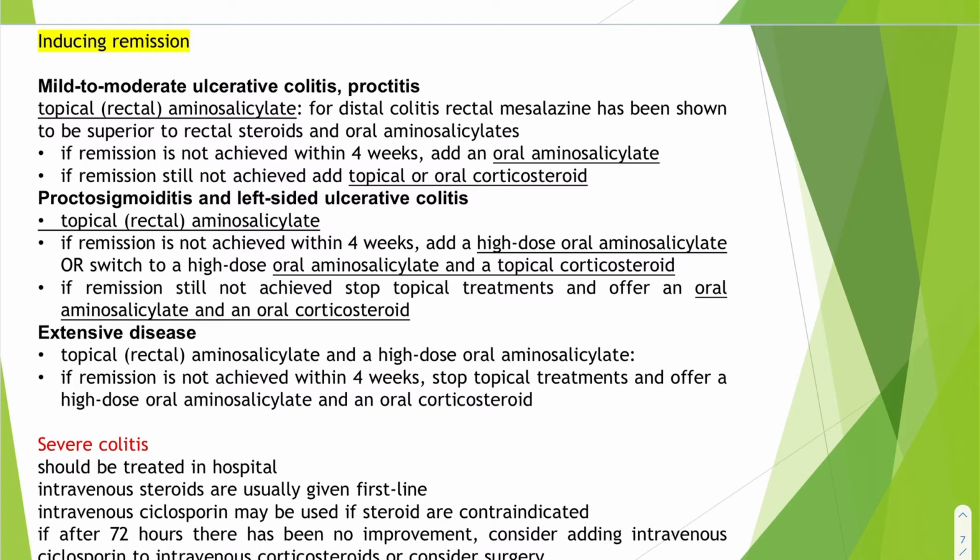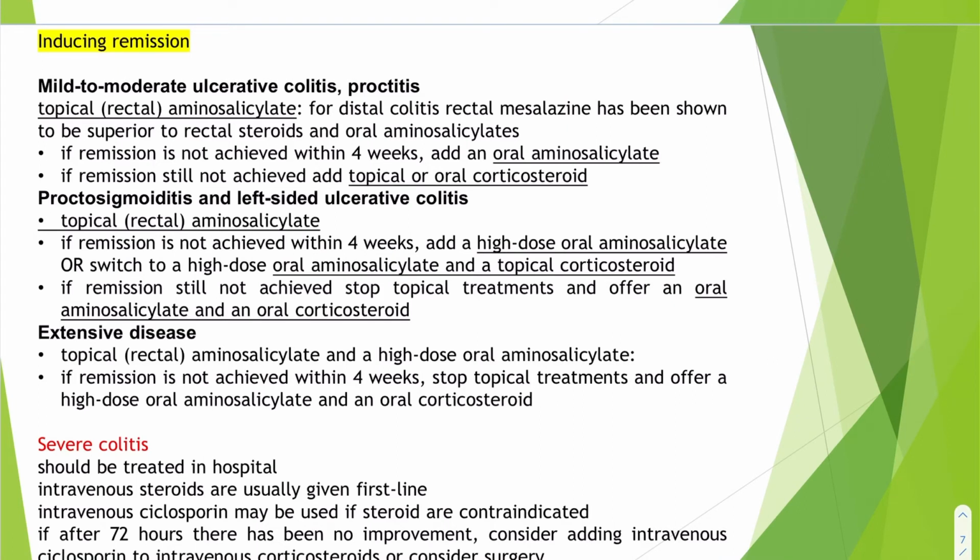If the patient has proctosigmoiditis and left-sided ulcerative colitis, again the treatment is topical rectal aminosalicylates. However, if remission is not achieved within 4 weeks, we add high-dose oral aminosalicylates, or we can switch to high-dose oral aminosalicylates and topical corticosteroids. And if the remission is still not achieved, we stop the topical treatment and offer oral aminosalicylates and oral corticosteroids.